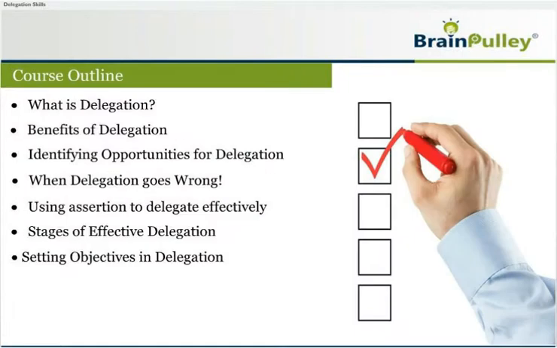Below is the outline of the course. What is delegation? Benefits of delegation. Identifying opportunities for delegation. When delegation goes wrong. Using assertion to delegate efficiently. Stages of effective delegation. Setting objectives in delegation.